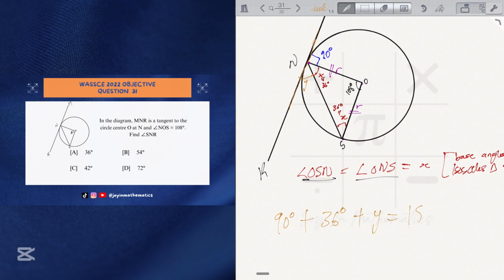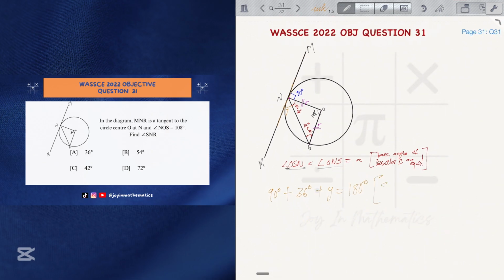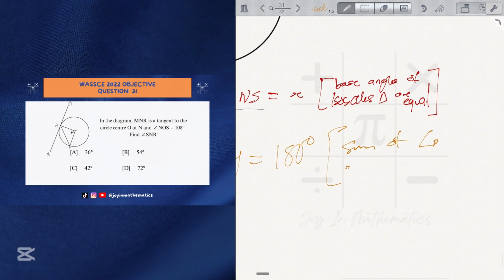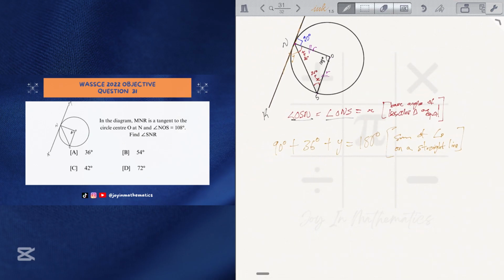Sum of angles on a straight line. So in view of this, we can evaluate our Y. 90 plus 36 is 126 degrees, plus Y is equals to 180 degrees. So Y is equals to 180 degrees minus 126 degrees. Y is equals to 54 degrees. Now what is Y? Y is angle SNR. So we have it to be 54 degrees, which is equivalent to option B.